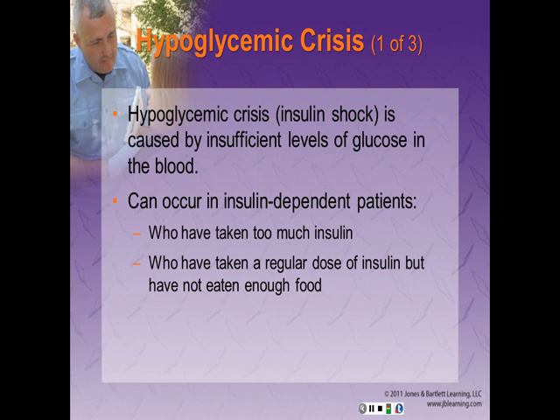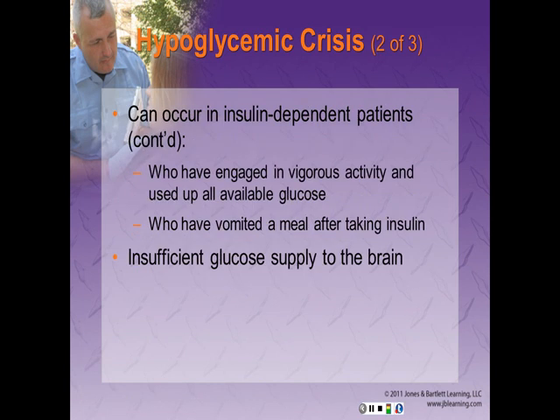Hypoglycemic crisis or insulin shock is a result of insufficient levels of glucose in the blood. It can occur when insulin-dependent patients take too much insulin, take a regular dose of insulin but have not eaten enough food, engage in vigorous activity and use up all of their available glucose, or vomit a meal after taking a regular dose of insulin.